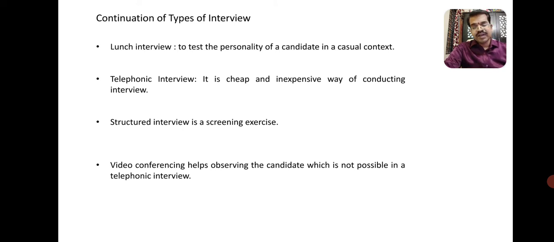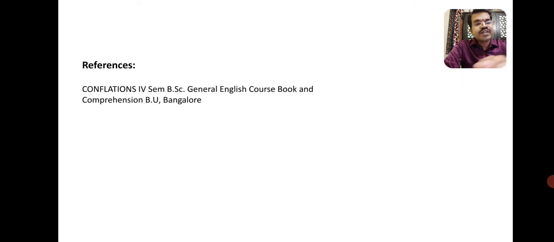And coming to lesser serious kinds of interview, you have the lunch interview, which tries to bring out the personality of the candidate in a rather informal context, although the objective is to select the best candidate for the company. And then you have concepts such as telephonic interview, and finally the process of video conferencing. So these are the various types of interviews which keep happening across different companies and different organizations.